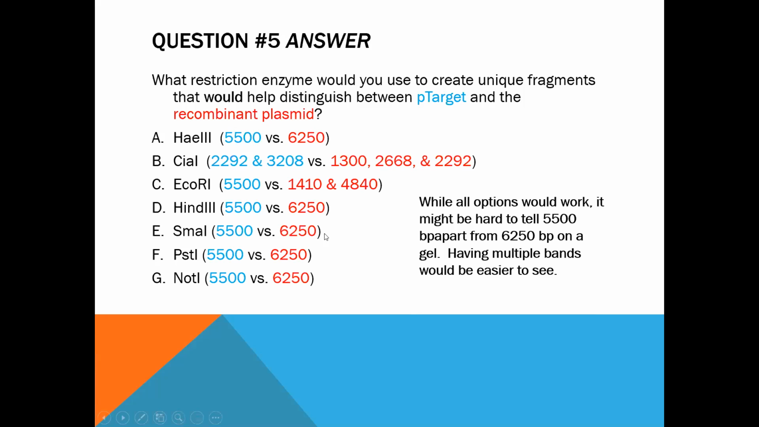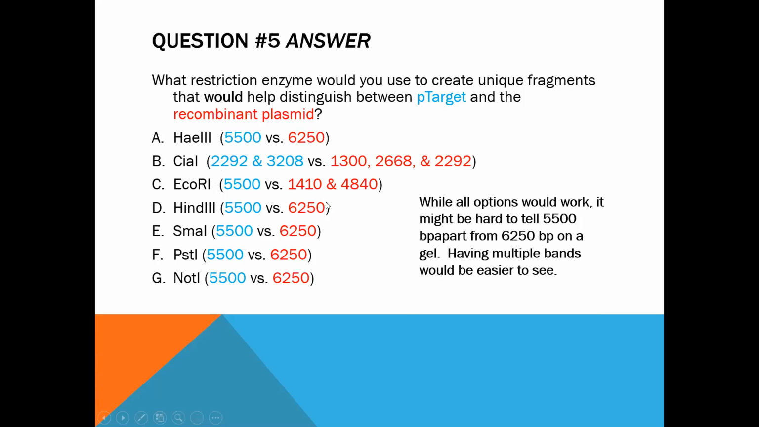So while all of the options would work, it might be hard to tell a 5,500 base pair one apart from a 6,250 base pair on a gel. So it'd be better to pick one that's going to give us some more interesting options. So if we did any of these that are a single cut site, so that's A, D, E, F, and G, they would all show the same banding patterns in terms of there'd be 5,500 or 6,250. Because they cut one time, it's just turning that rubber band into a straight line.